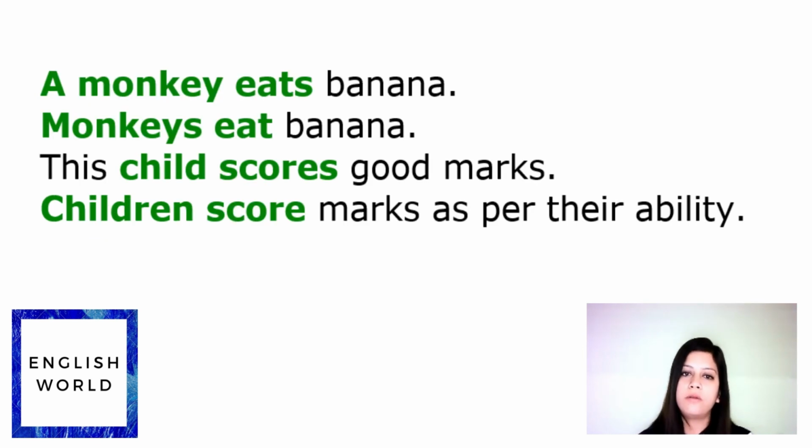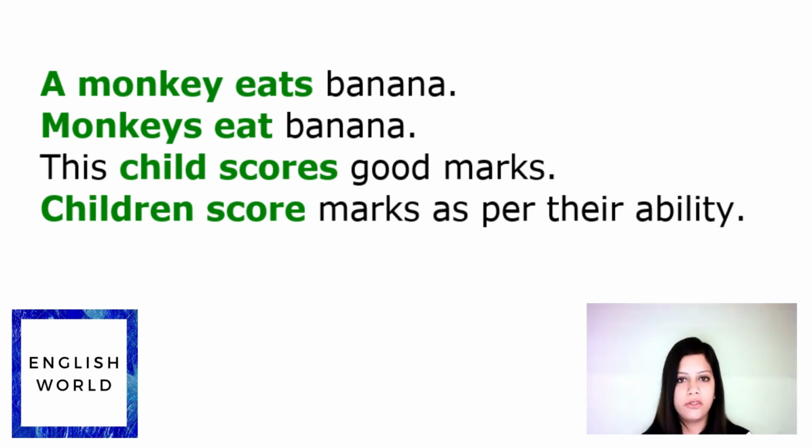Let's read the next one. A monkey. One single monkey. A monkey eats banana. So we have put S with the verb because we are just talking about one single monkey. A monkey eats banana. Whereas if we talk about many monkeys, we will say monkeys eat banana. Similarly, this child, we're talking about one child. This child scores good marks. Okay, so this child, talking about one particular child, you will say verb plus S. This child scores good marks.